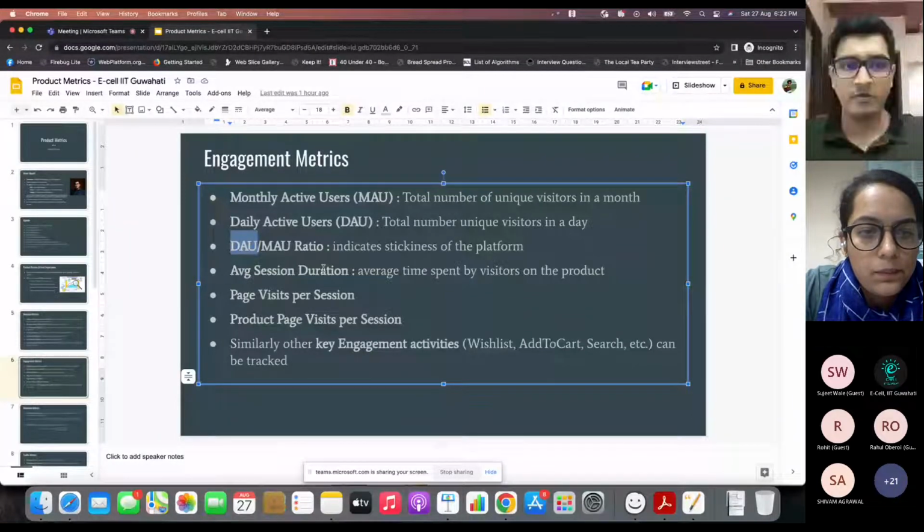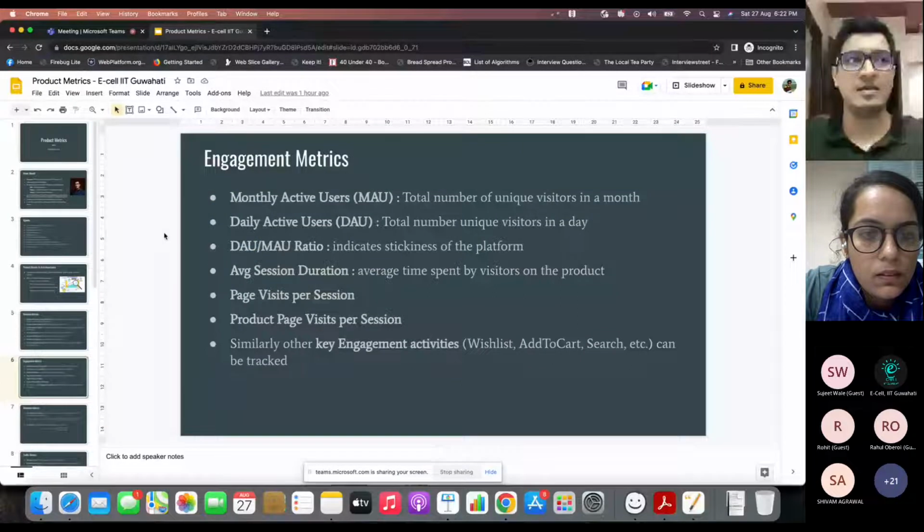So for example, for a social media app like ShareChat, you will want your DAU by MAU ratio to be very high, because you will want each of your users to come back on a regular basis, on a daily basis. But for an e-commerce app, that might not be the case. But any day, you'll be working towards improving your DAU by MAU ratio.